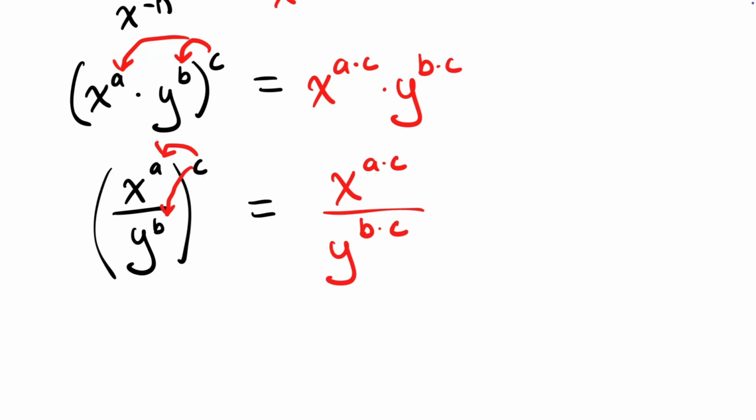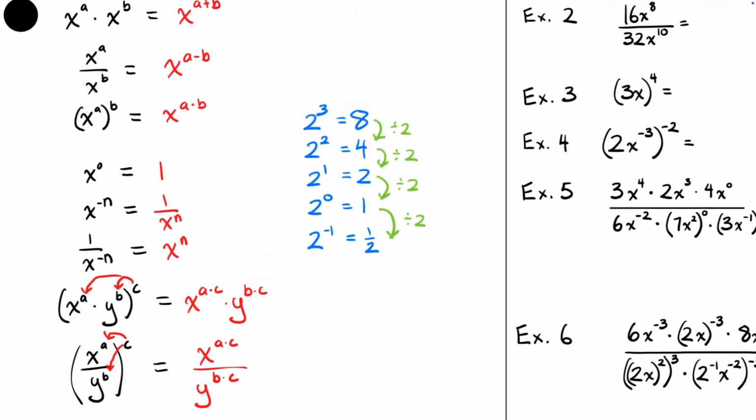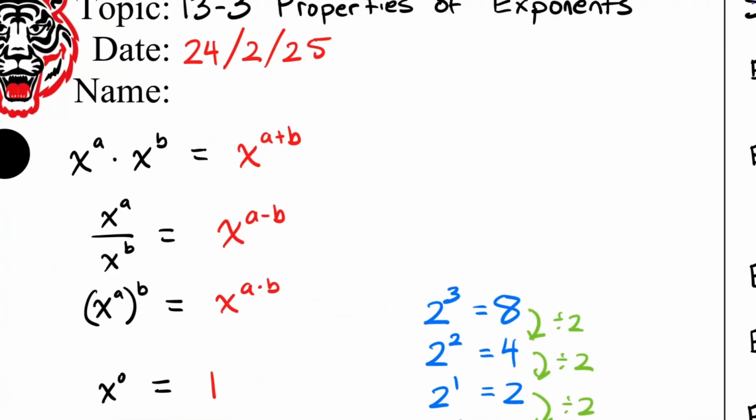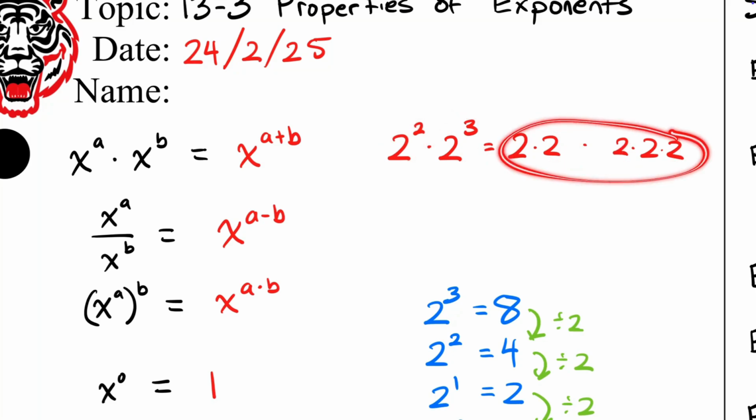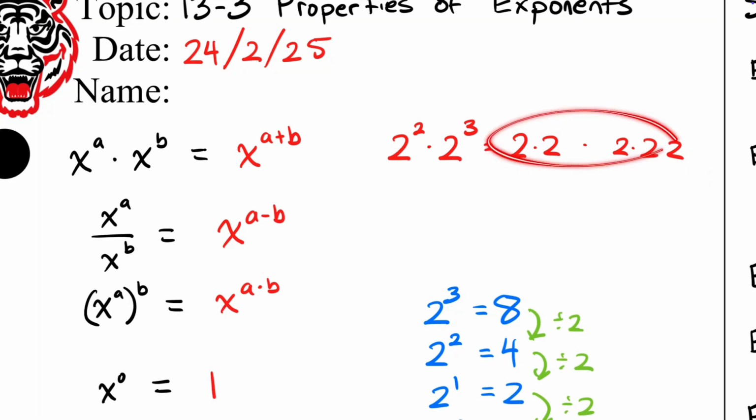There's a bunch of reasons for why we do these. They follow the rules of math. If you want a concrete example on why this works, if you have 2 to the power of 2 times 2 to the power of 3, this is equal to 2 times 2 times 2 times 2 times 2. I have 2 copies of 2. I have 3 copies of 2. I have a total of how many copies of 2? You just add them together. 2 plus 3 adds up to 5. This is equal to 2 to the power of 5.